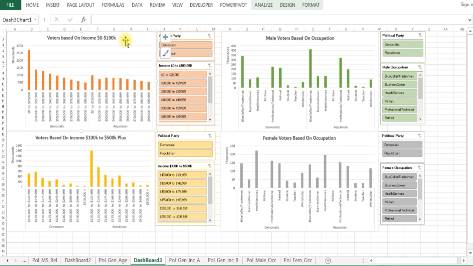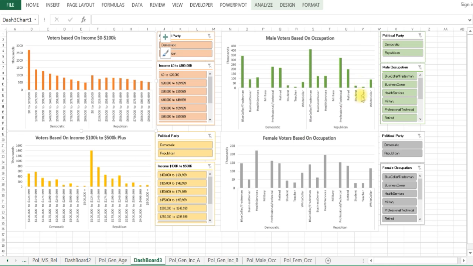So looking at the first chart, I can tell that in the Democratic Party, for people making less than 100,000, the highest number of voters are in this section, 0 to 20,000. And it's exactly the opposite for the Republicans. People making over 100,000, they have this huge graph over here. They have more of these voters who are making over 100,000. So it is an opposite of these two, you can see.